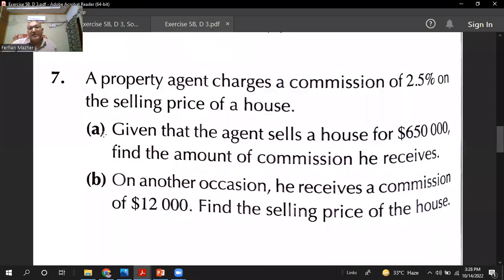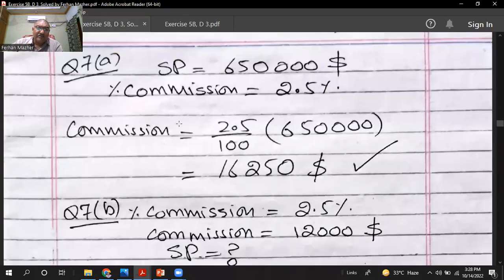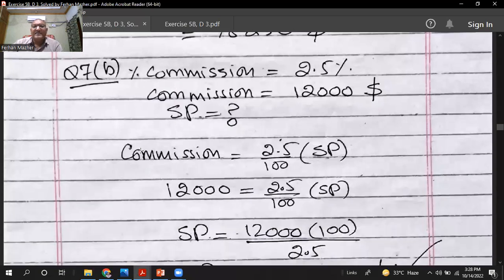Okay. In the B part, he says on another occasion, he receives a commission of $12,000. Find the selling price of the house. We know the percentage commission. The percentage commission is 2.5%. The actual commission is $12,000. What is the sale price? You see the commission is 2.5 divided by 100, multiply the sale price. The actual commission is 12,000. So it equals 2.5 divided by 100 into sale price.